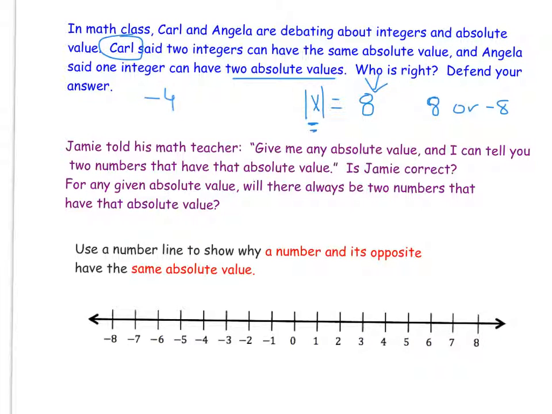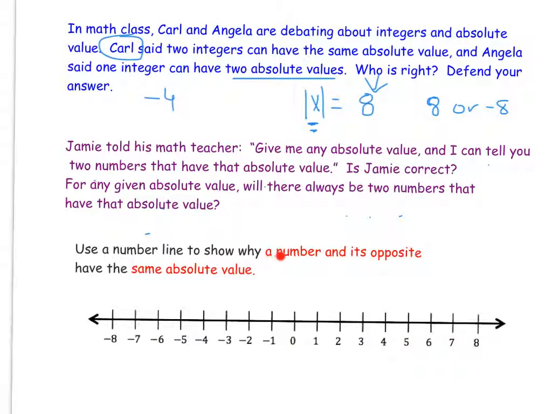All right, Jamie told his math teacher, give me any absolute value and I can tell you two numbers that have that absolute value. Is she correct? For any given absolute value, will there always be two numbers that have that absolute value? So I want you to think about this, and I want you to show on the number line if you think it is true or not.